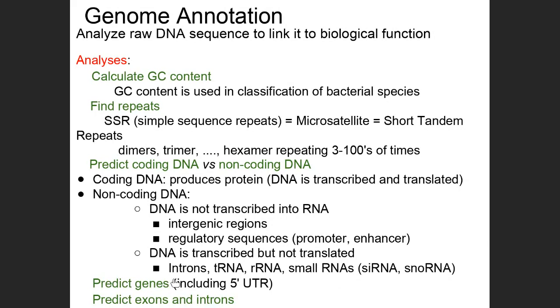And so the other thing we do in genome annotation is we predict genes, including the 5' UTR, and you predict within the gene the exons and the introns. So maybe you know what this means, maybe you don't. But here's a graphic that will try to drive this point home about the parts of a gene.